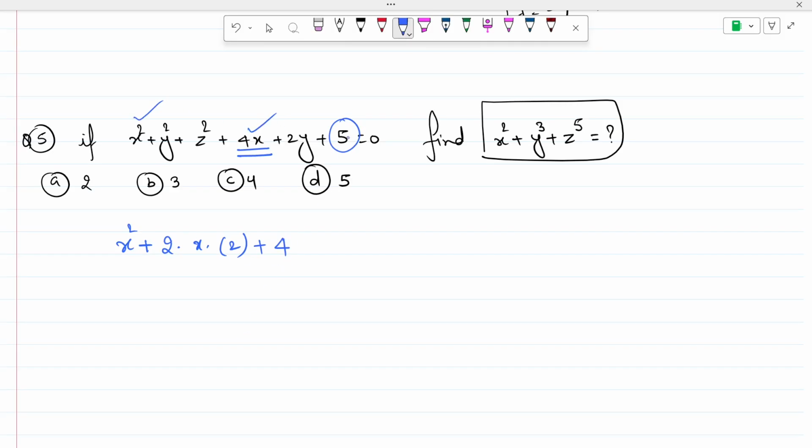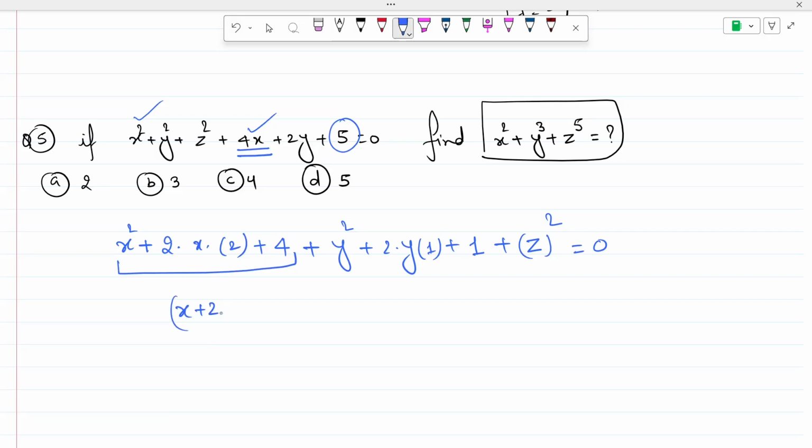So x squared, 4x, and something. Similarly, y squared plus 2 into y, and it's 1 already. So 2y. So you need 1. So I think this 5 is already written here. 4 plus 1, and the remaining is z squared. So keep it as it is. So now the first three terms are x plus 2 whole square, plus the middle three terms are y plus 1 whole square, and the last one is z square, equals 0.